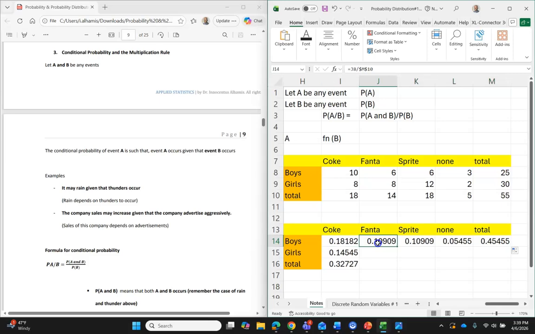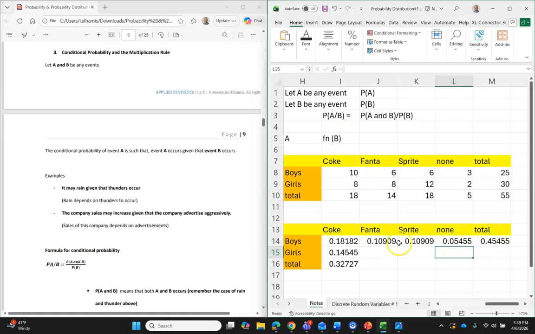And this happens when we find the probability of this value divided by 55, and also the probability of Sprite the same, and none as well. So if you click there, you can see 3 divided by 55. That will give us the probability for none. So no, they drink nothing.